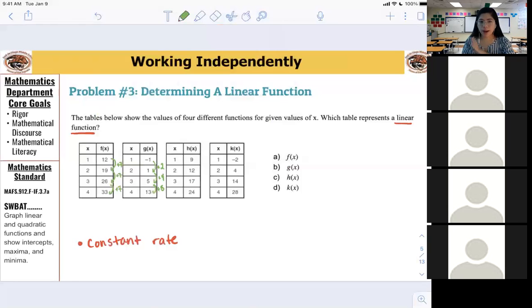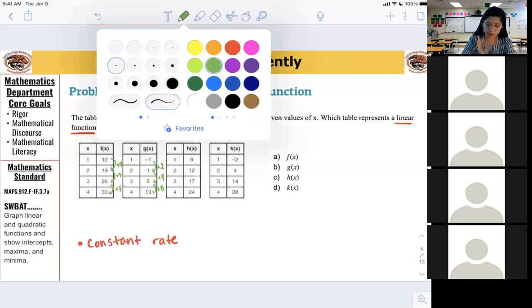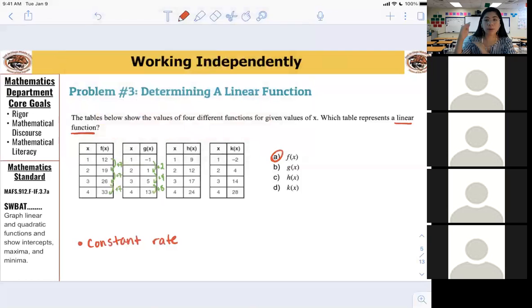Now, in this problem, I would say this one was pretty easy because the numbers were very easy to work with. But if you ever have a problem, usually like a real world scenario, where it's all decimals and big numbers and things like that, one thing you can do is just see if the slope is the same.